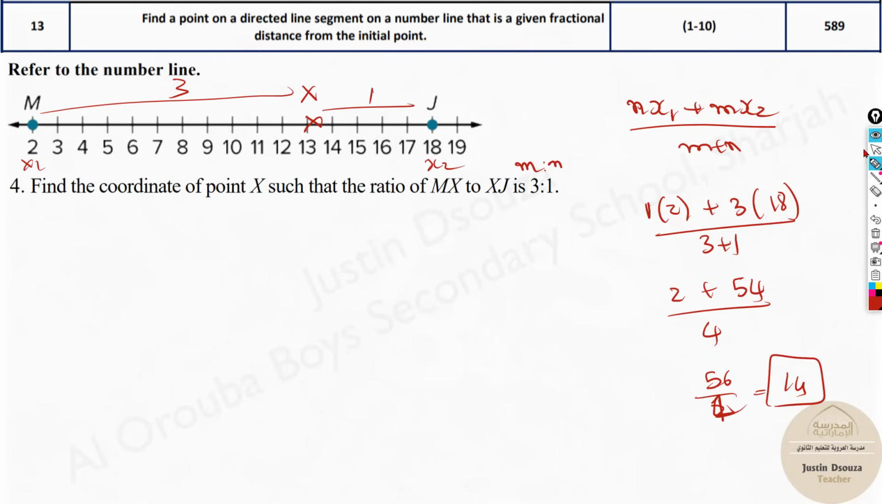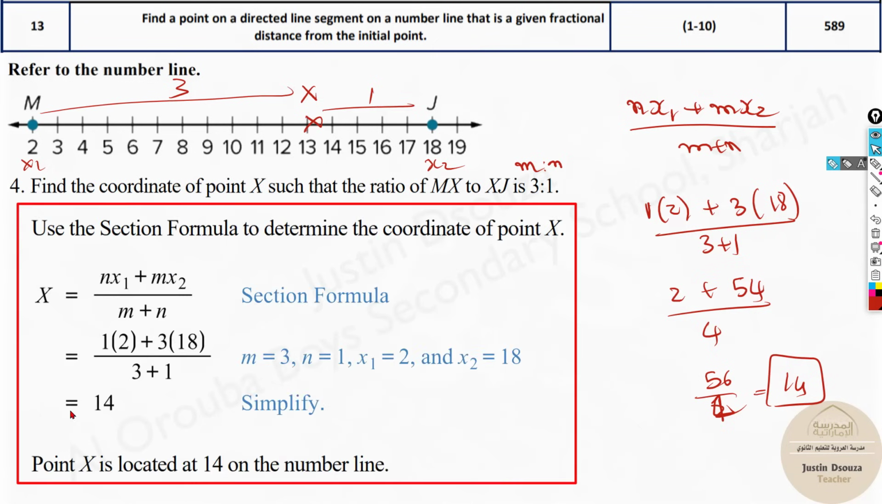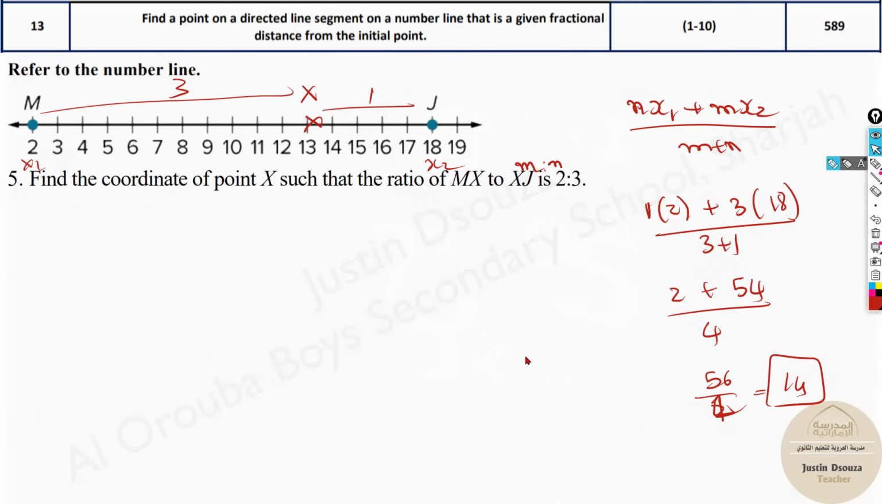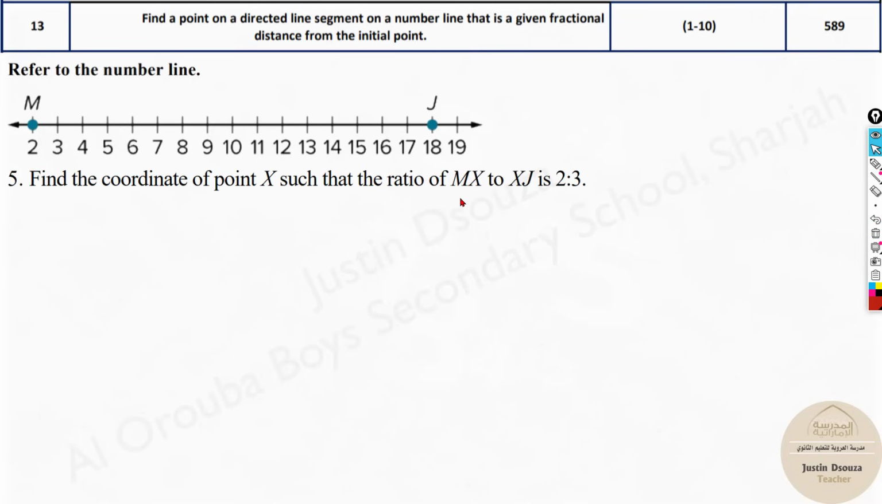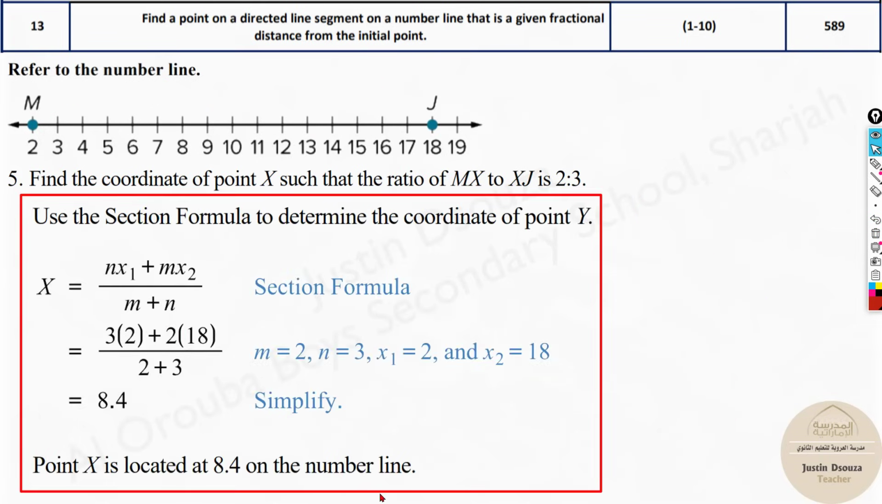So the answer will be 14 over here. So you can see that's the answer. That's how we can solve these problems easily. The only thing is the m and n values change. The formula remains the same. Please try it out by yourselves and you can see the method is done over here.